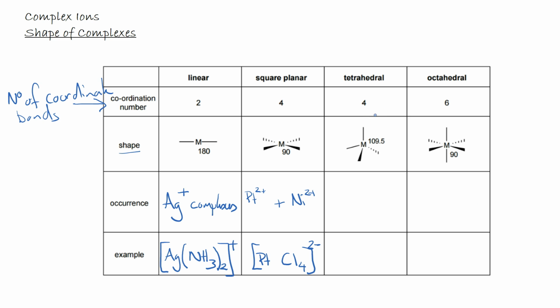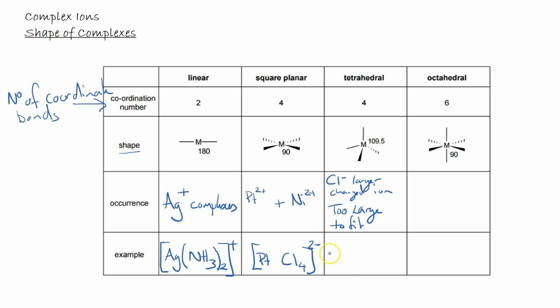If we have 4 ligands surrounding the central metal ion, this time in a tetrahedral shape, then we would have a bond angle of 109.5 degrees. This tends to happen with larger charged ions like Cl-, and that's simply because you can't get so many chloride ions around the central metal atom or ion. They are too large to fit.